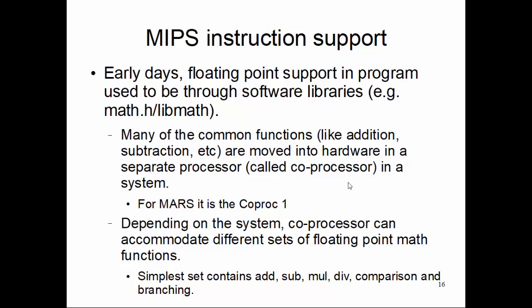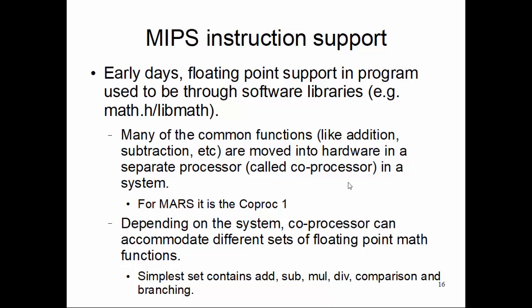Now, many of the common functions like addition, subtraction, etc., are moved into the hardware, but in a separate processor called a coprocessor in the system. For MARS, you will probably notice that there is a coprocessor 1, which is a floating point processor associated with the MIPS main general purpose processor. So in a nutshell, in the older days it was done all the way through software libraries. There was no hardware support for directly crunching floating point representation for different arithmetic functions.